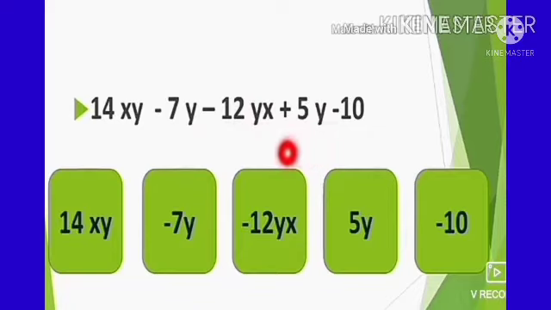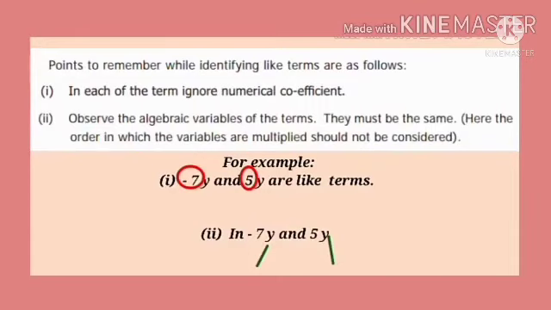They are called unlike terms. Points to remember while identifying like terms are as follows. In each of the terms, ignore the numerical coefficient. Second, observe the algebraic variables of the terms. They must be the same. Here the order in which the variables are multiplied should not be considered.